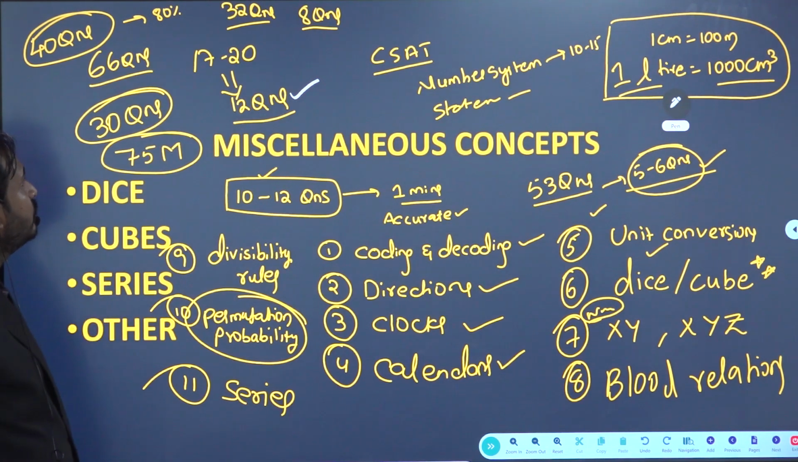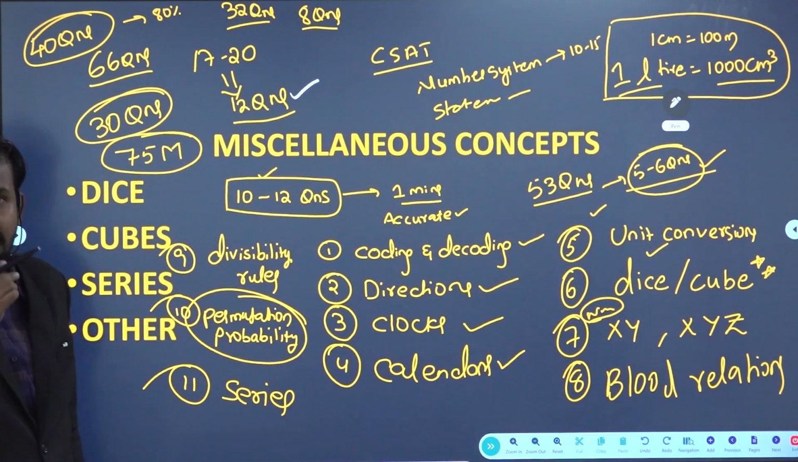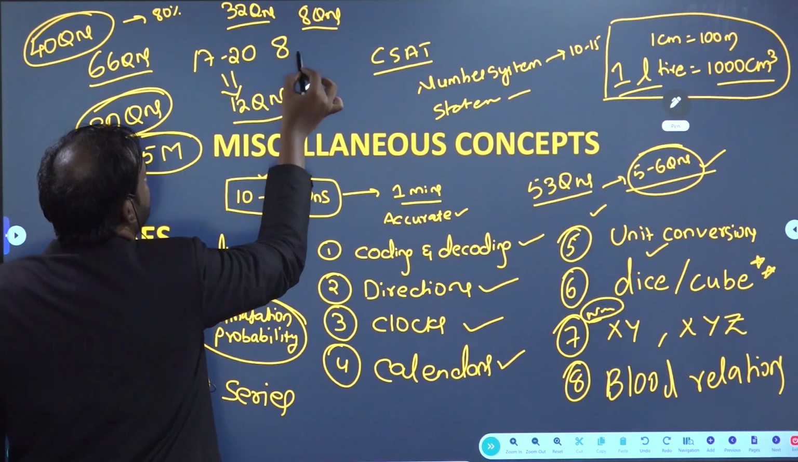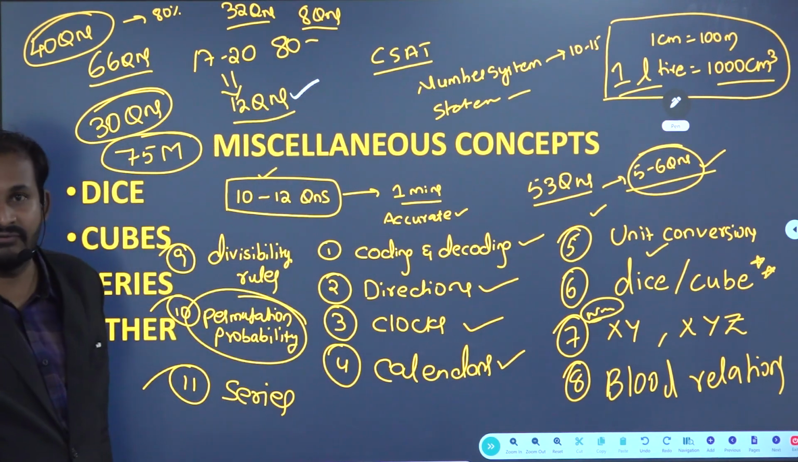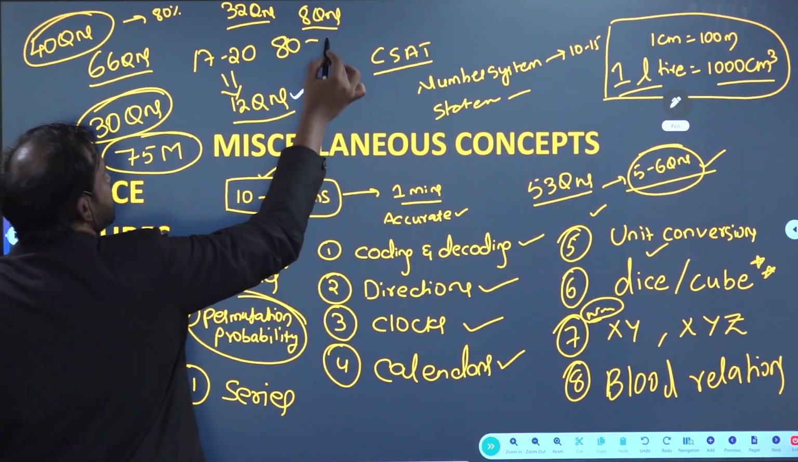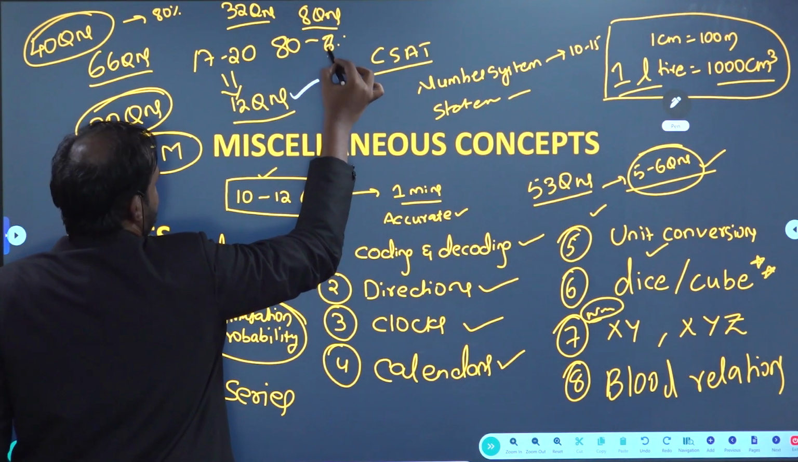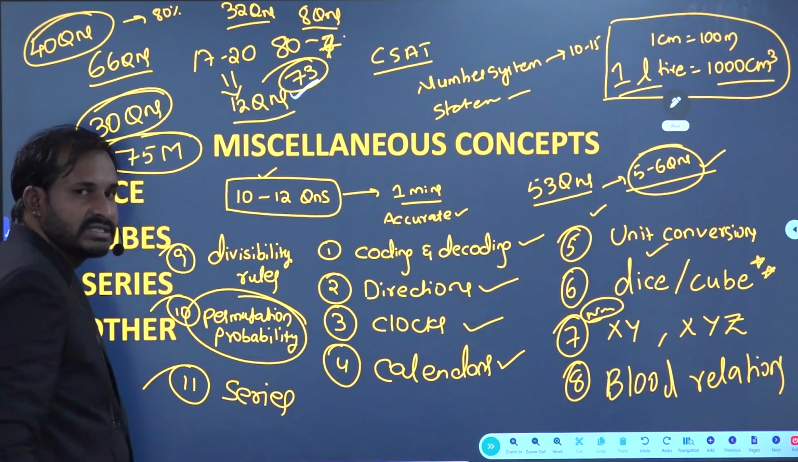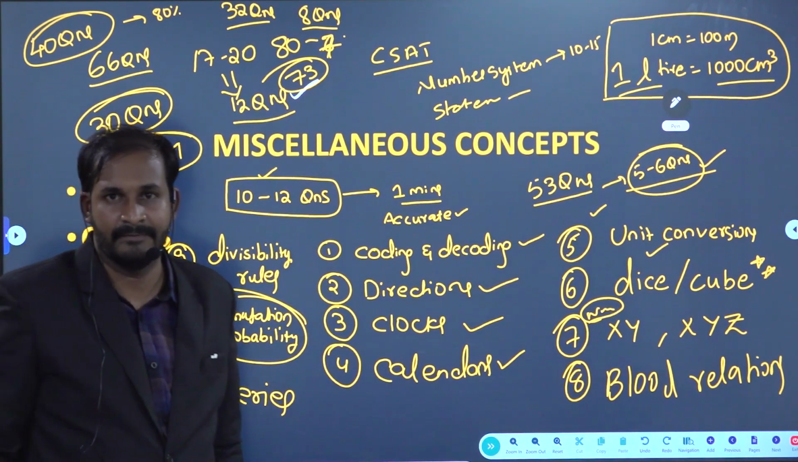So 32 into 2.5, you will get approximately 80 marks. For these 8 questions, you will lose 0.83 for each, which means you will lose 6.5 to 7 marks. Assume it as 7 marks, better we take the max. Then also you are going to get 73 marks and you are going to clear the paper.